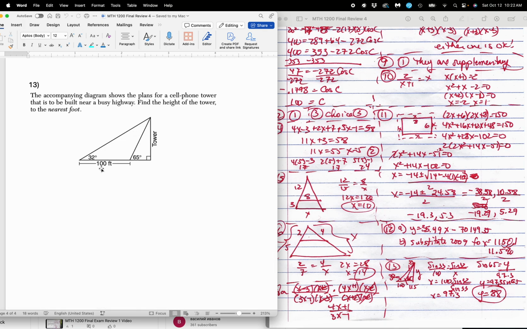So the sine of 33 will be to 100, as the sine of 32 is to this missing side here. I cross multiply, and I get that x is going to equal 100 sine 32 over sine 33, and that gives me that x is 97.3. So this length right here, the hypotenuse of the right triangle on the right-hand side, is 97.3. And then I just say the sine of 65 is the tower, I call it y, over 97.3. And that cross multiply 97.3 times the sine of 65. That works out to be 88.